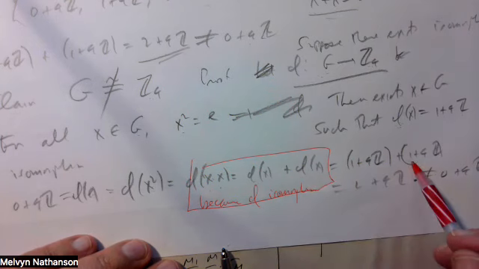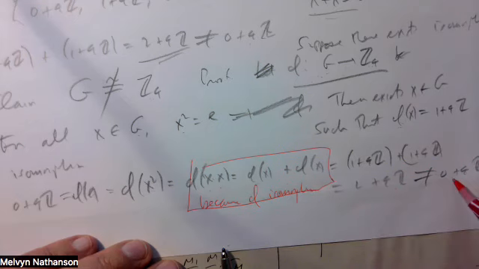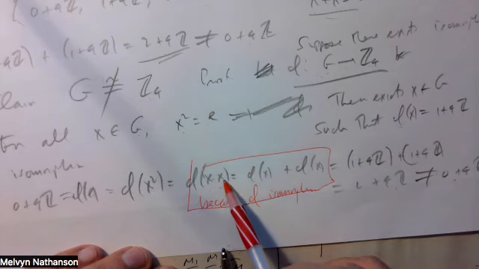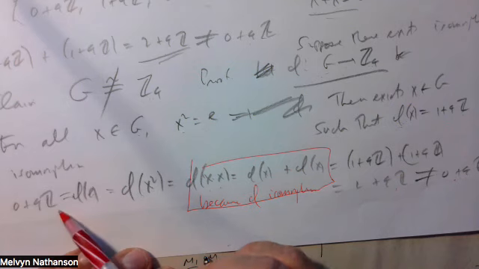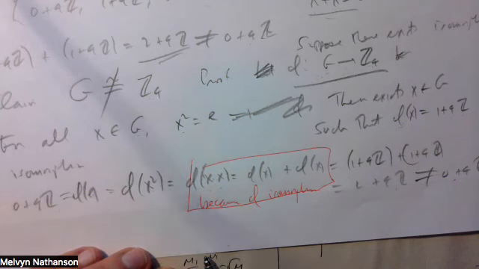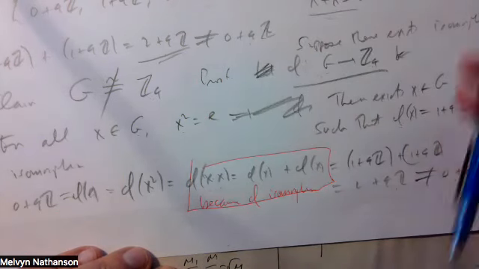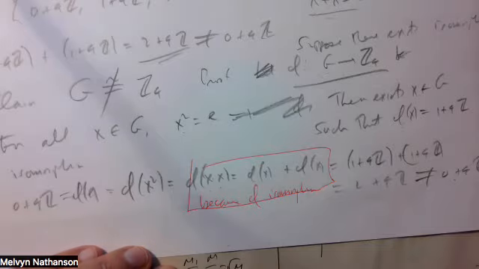But phi of x is 1 plus 4Z, and if you add 1 plus 4Z to itself, you get 2 plus 4Z, which is not the congruence class of 0. But x times x is x squared. And x squared is the identity, and the identity always gets mapped to the identity, I claim. So that's a proof that the 4-element group G is not isomorphic to the 4-element group Z4. You can have finite abelian groups of the same order that are not isomorphic to one another.